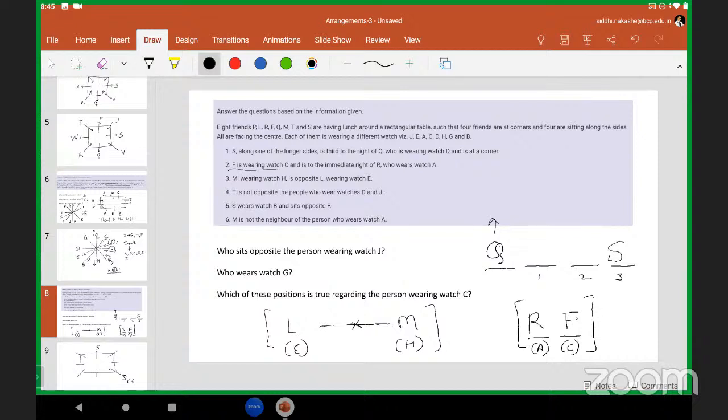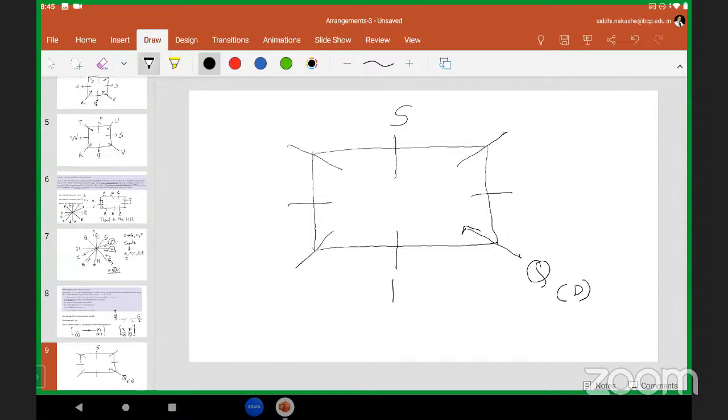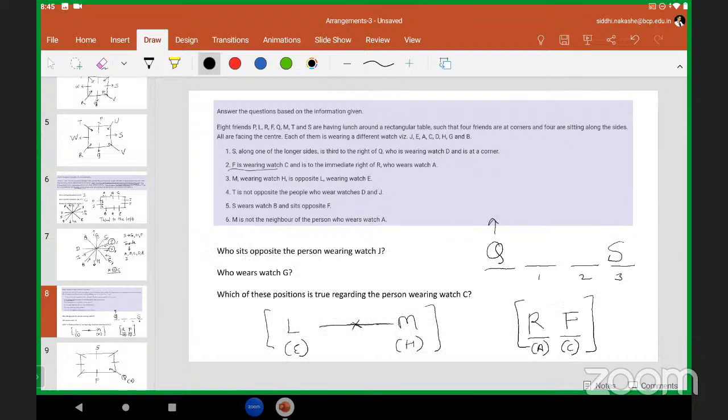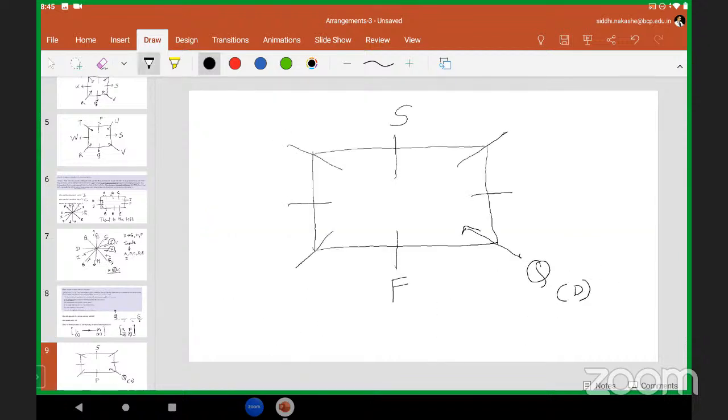S sits opposite F. And what is the name of the watch that S is wearing? It is B, fine. And we also had one more statement that F is sitting exactly, sorry, immediate right. So the closed case which was R and F is over here. So the watches they are wearing are A and C.